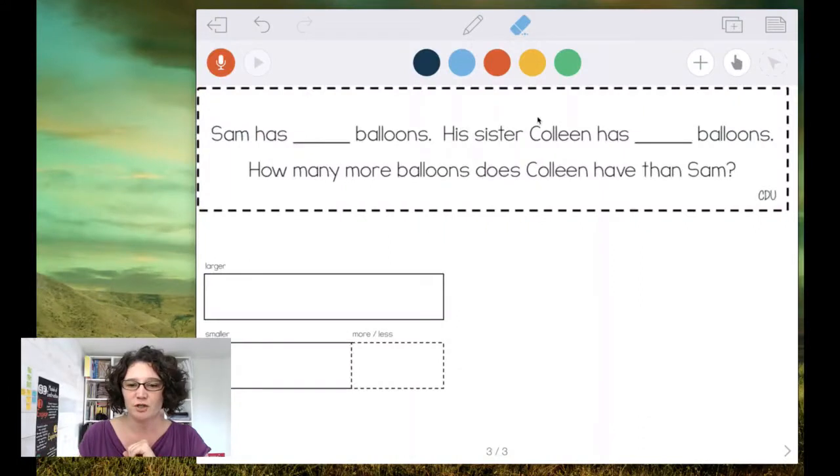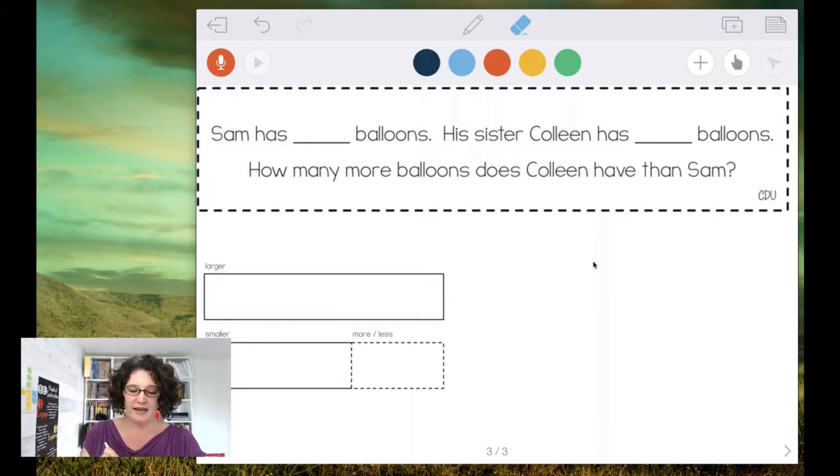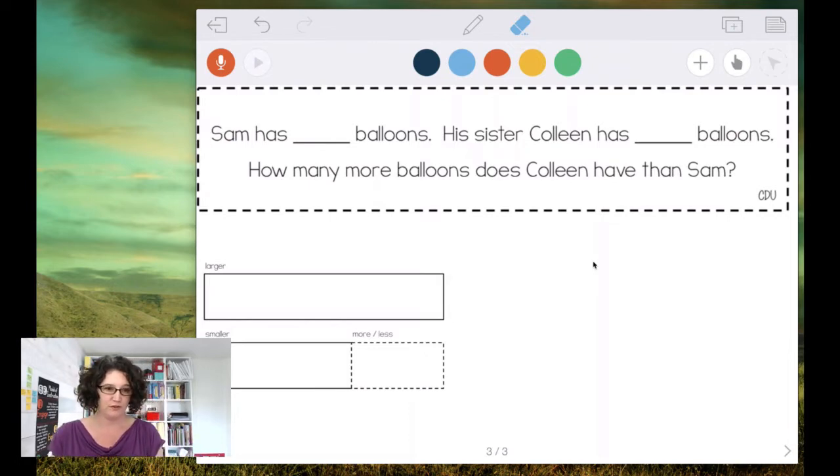And what I'm going to do is transition over to the iPad and take a look through some of these problems and show you what they look like. And I think this will work, and we'll see how it goes. Alrighty. So we're going to start with this one, which is Sam has blank balloons, and his sister Colleen has blank balloons. How many more balloons does Colleen have than Sam?